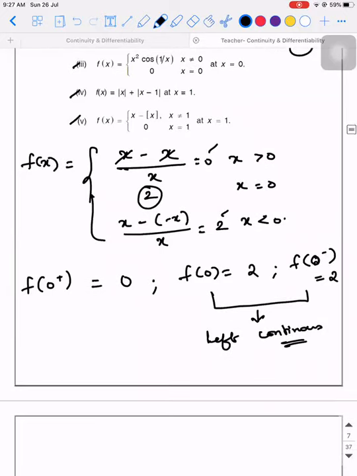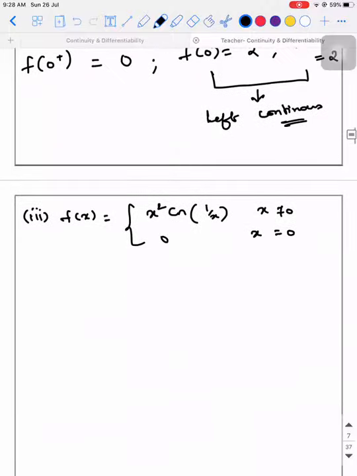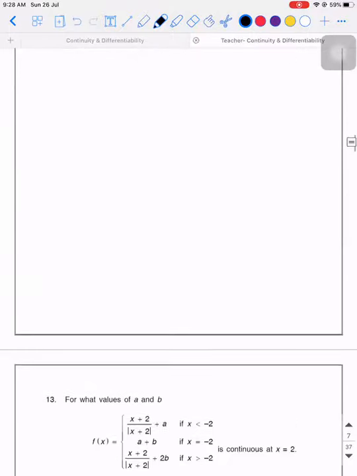So how did you do the third one? You can verify whether your method is right or wrong. So f of x is equal to x square into cos 1 by x for x not equal to 0, and 0 for x equal to 0. So you need to check the continuity of the function at x equal to 0. So how to solve?